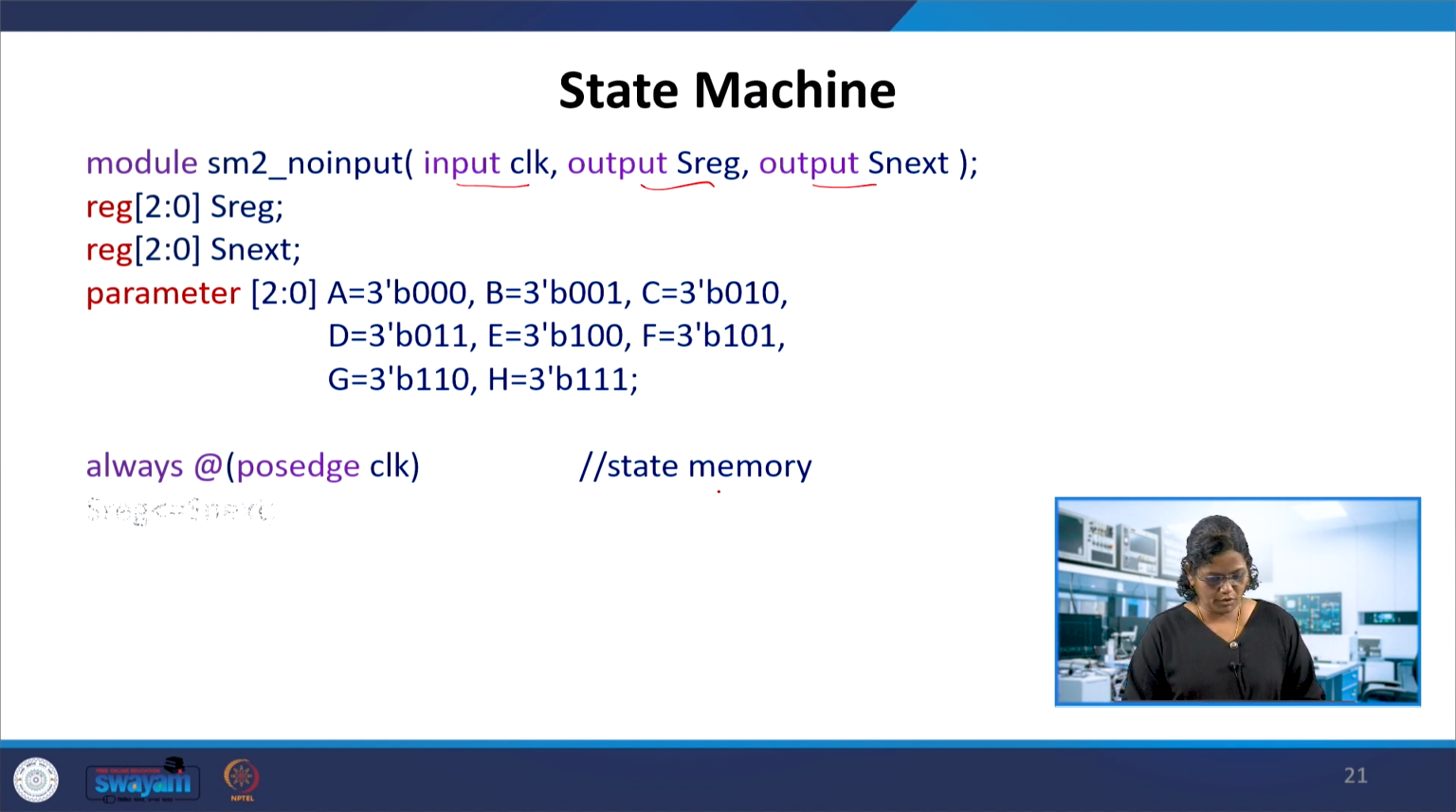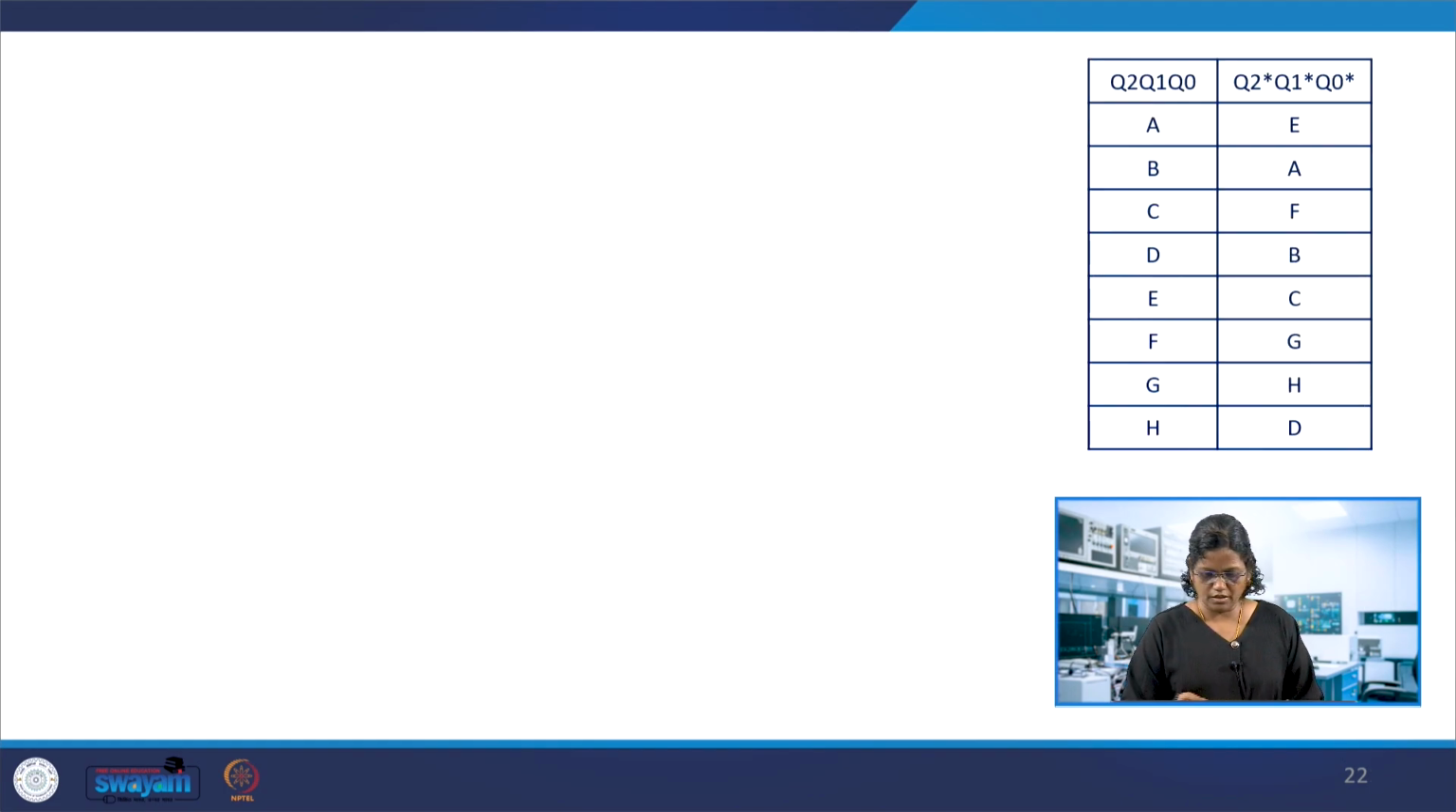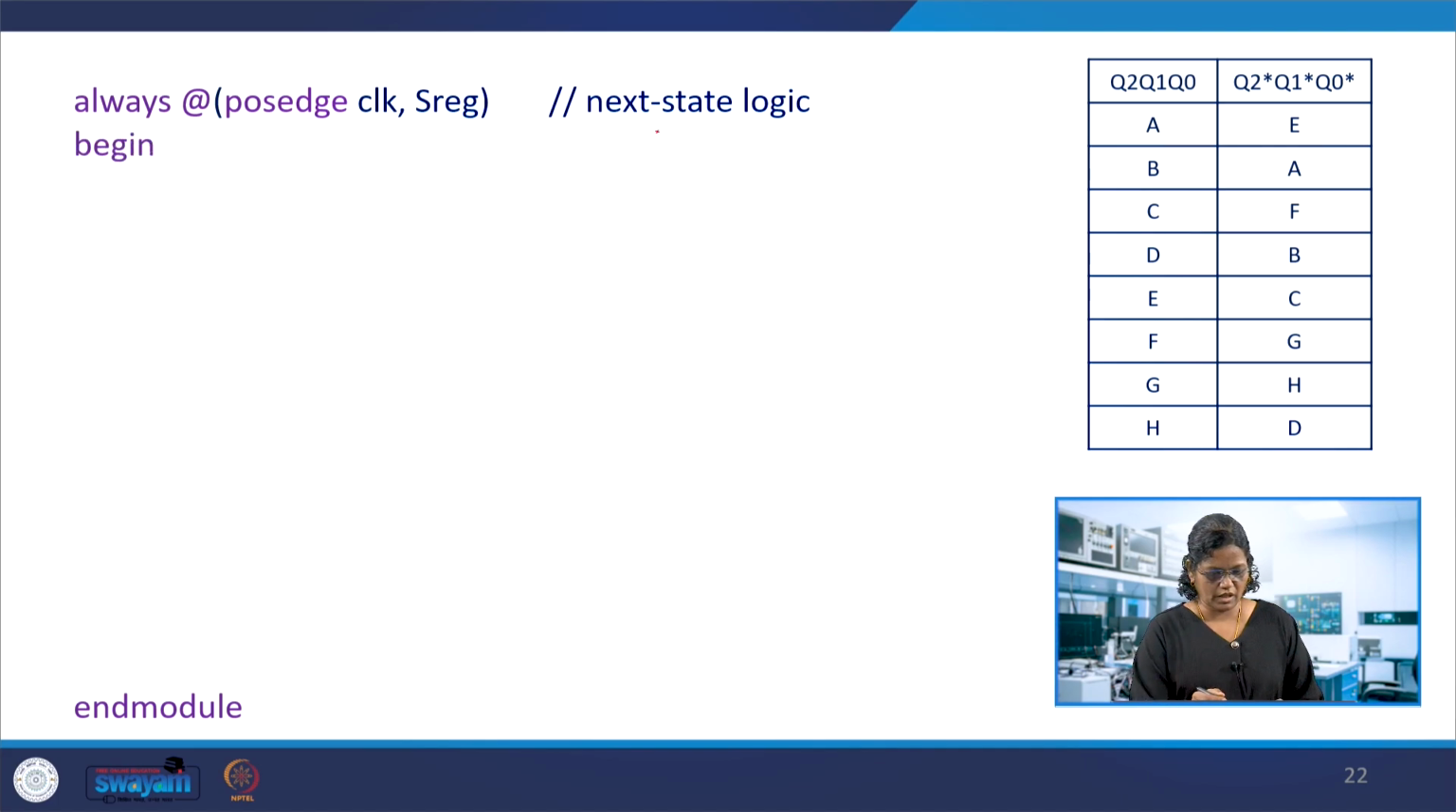Next, the state memory S next is assigned to S reg. The state table is put here again for reference. So we have this next state logic. How do we assign this? Always at the passage of the clock, S reg is assigned, deciding the next state logic.